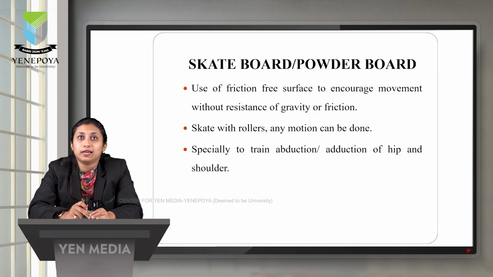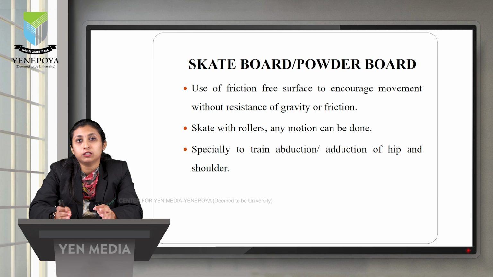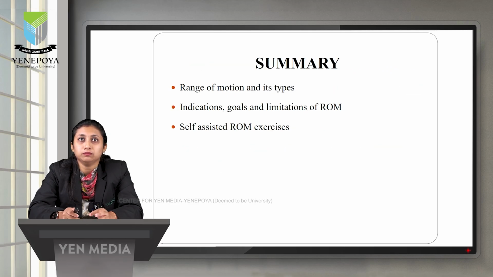Next one, the last one, is the skateboard or the powder board exercise. Now you might have already seen how a skateboard looks and how the skating is done. So it has some rollers, and this basically is used to train the upper extremity shoulder and lower extremity hip into flexion, extension as well as adduction, abduction. So a sudden jerk is given to the skate roller or the powder board. So that will give a momentum to the skateboard, because of which the shoulder moves into flexion, extension or adduction, abduction, and because of the momentum again it moves the hip into flexion, extension or adduction, abduction.